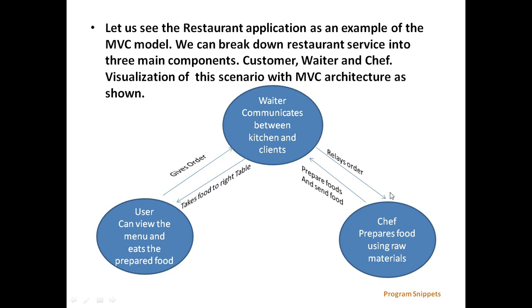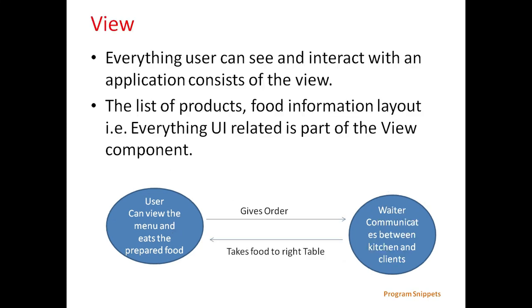Waiter relays this order to the chef. Chef prepares food using raw materials and sends the food through waiter, and waiter takes the food to the right table. In this application, first we'll see what is view.